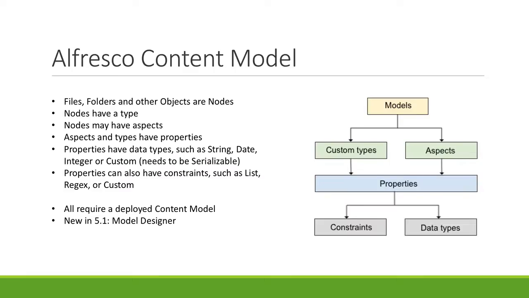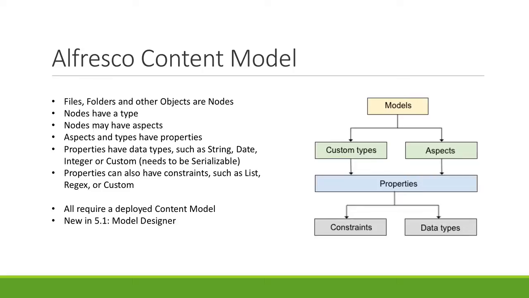Moving on, we'll talk a little bit more about the design aspect. So the Alfresco content model: how are things represented inside Alfresco internally? Well, everything from a file to a folder to a record or a person is represented as a node. That's the Alfresco terminology we use here. Each node has a type. That type may have some aspects assigned. It may have some properties assigned.